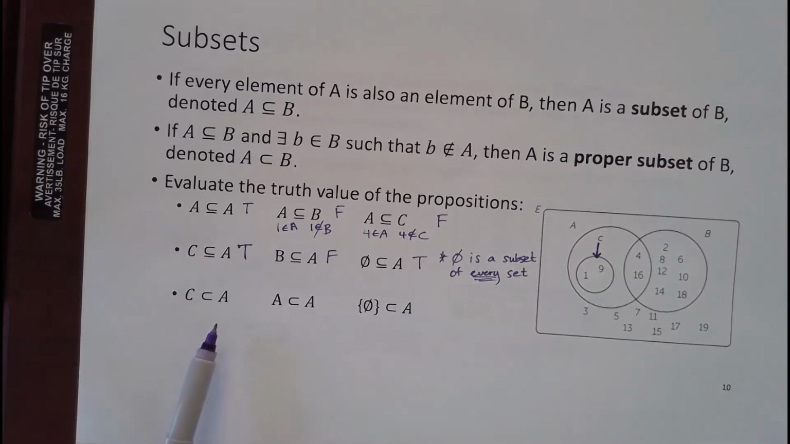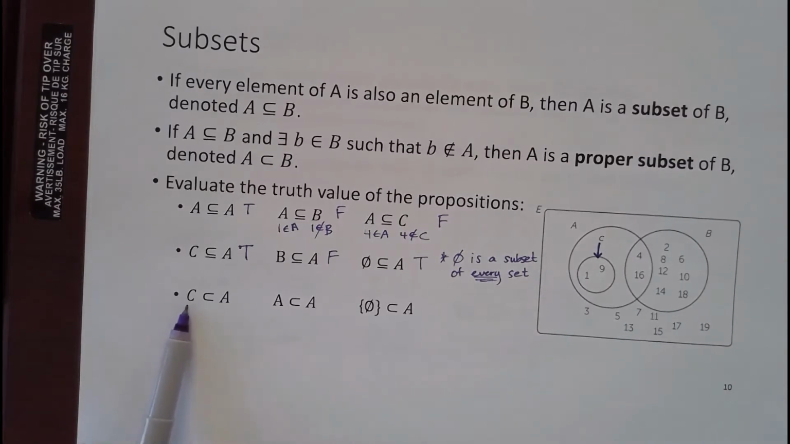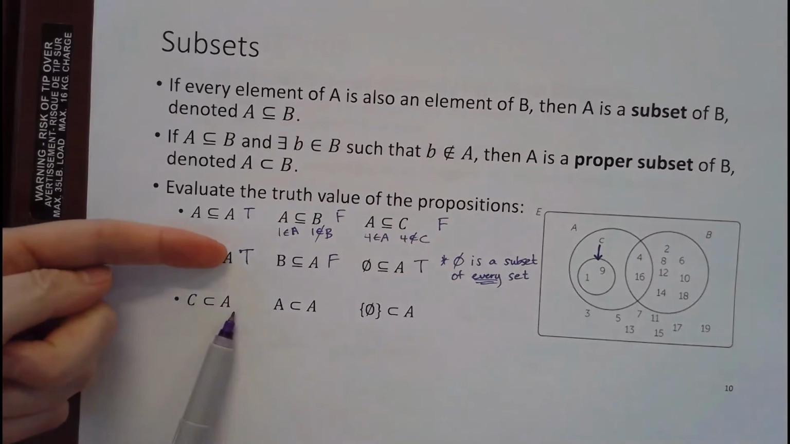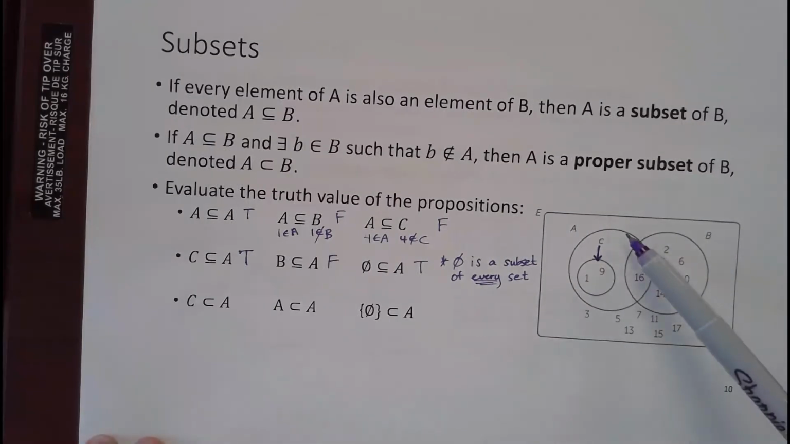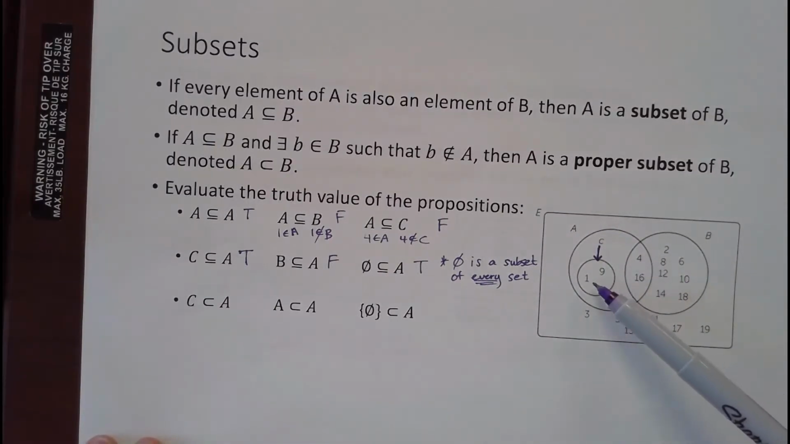I see a few head nods. Yeah, so remember, proper subset would mean everything that's in C is in A. We've already established that's true. But there's at least one extra thing in A that isn't in C. So notice over here in set A, 4 and 16 are both in A, and they're not in C. So we do have extra stuff in A that isn't in C, so it is a proper subset.